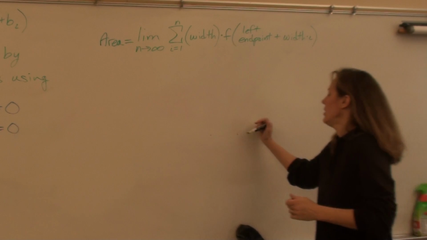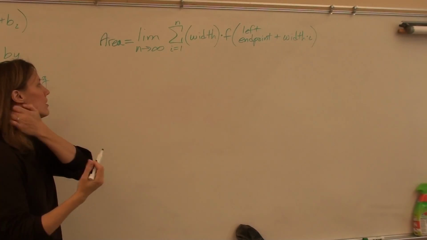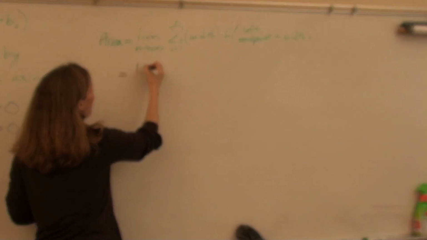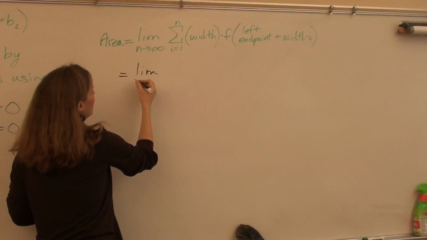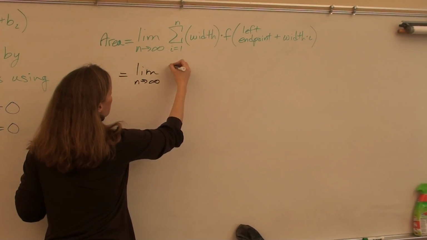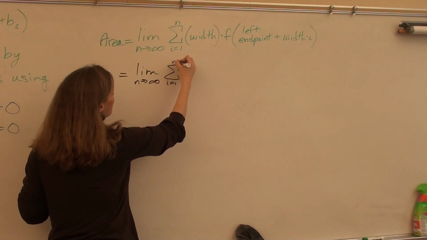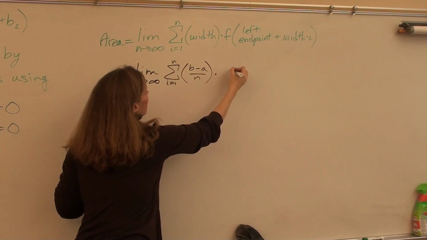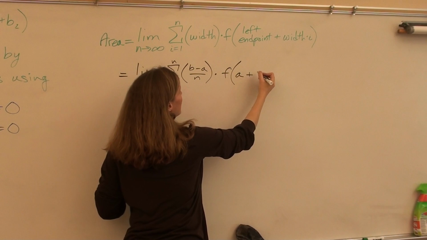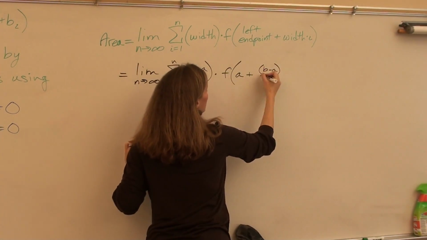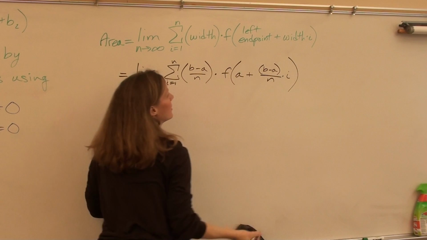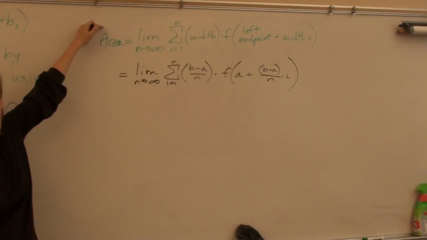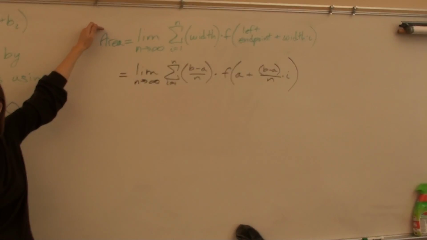Okay, if you want this with variables, with letters, the formula would look like this. I've always just memorized this, and I'm going to show you a little trick for learning it. But if you want it to look more like a formula, your width is still b minus a over n. F of a plus b minus a over n times I. So if you want it to look like a formula, that's the formula. This is how I have always processed it in my brain.